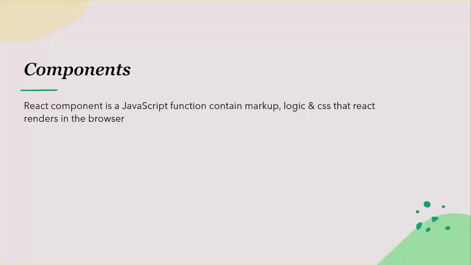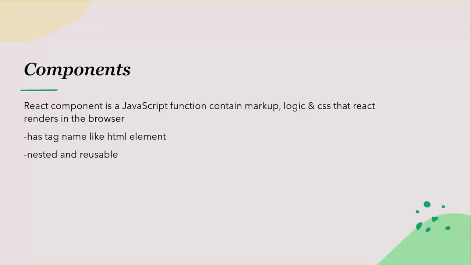If I define it, a React component is a JavaScript function that contains markup, logic, and CSS that React renders in the browser. It has a name like an HTML element, and we can use this component using this name like an HTML tag name, and this component is reusable. For example, you can create a submit button component and name it SubmitButton, and this component encapsulates markup, logic, and CSS, and you can reuse it in every form of your application.